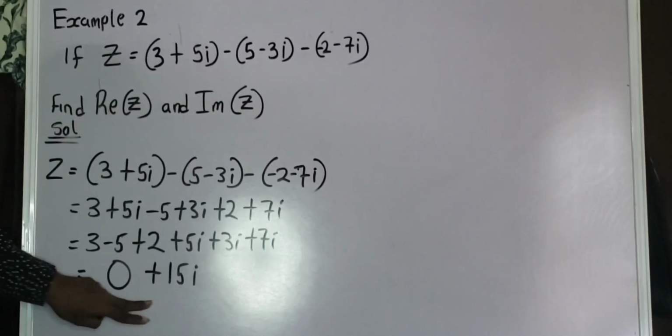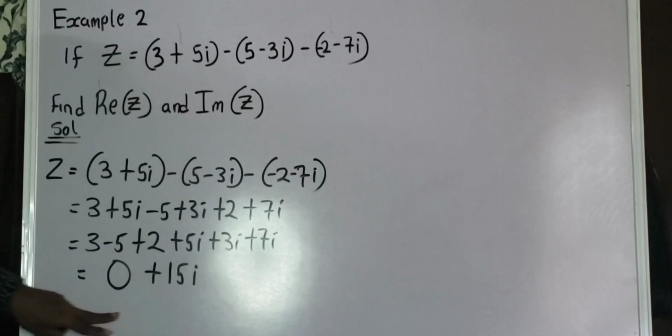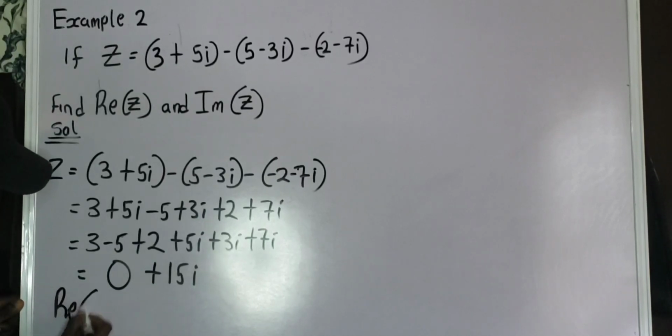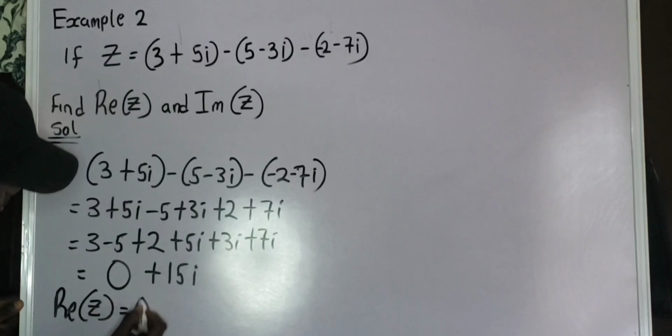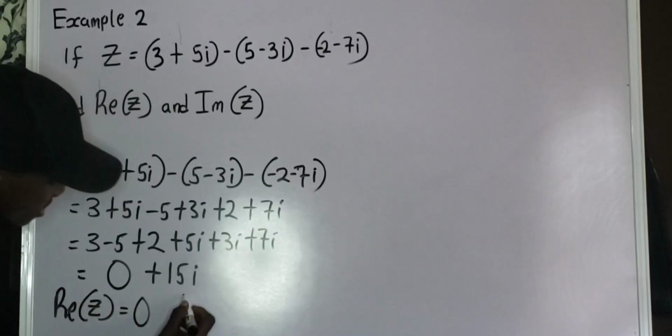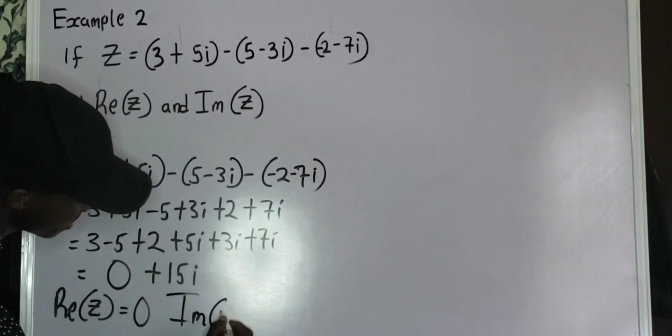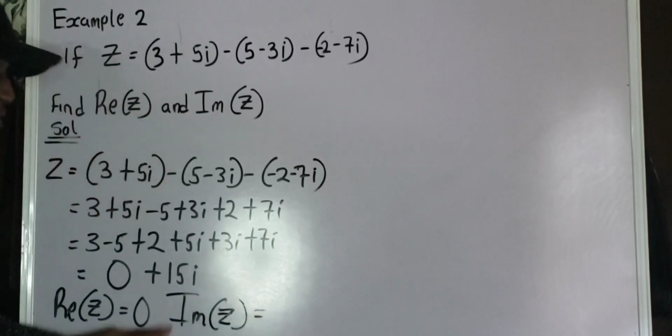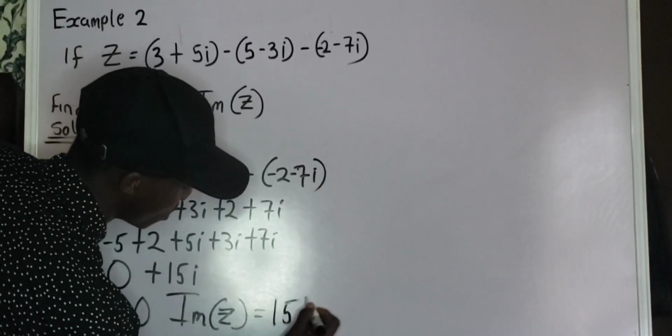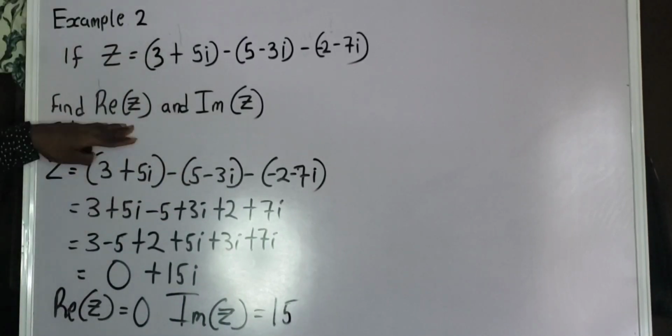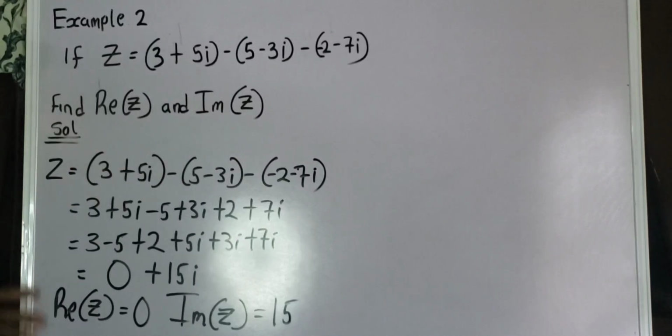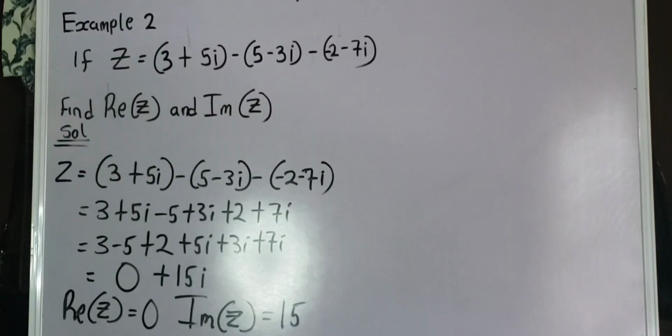Now, we can determine the real part of z. What's the real part of this complex number? The real part of z is what? 0. And the imaginary part is what? The imaginary part of z is 15. So we have determined the real part of z and the imaginary part of z. So when you are asked to find the real part of a complex number, that's how you are going to go about it. So let us proceed to the multiplication of complex numbers.